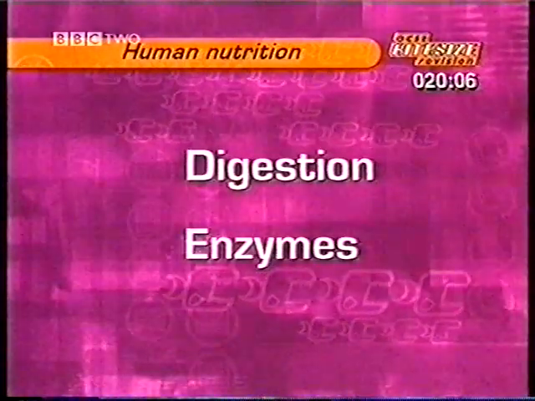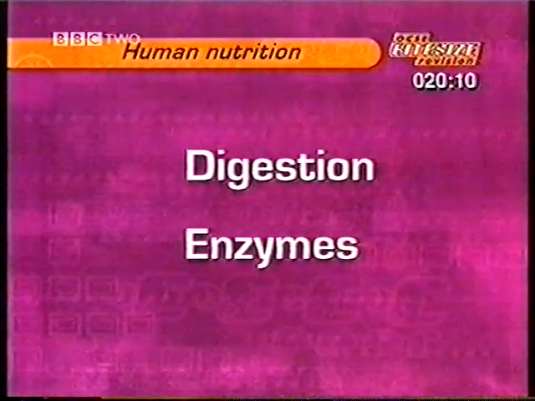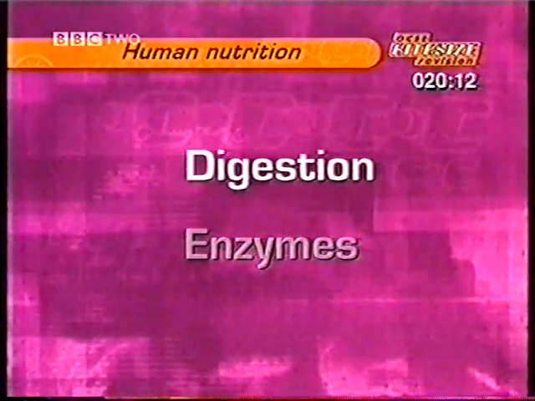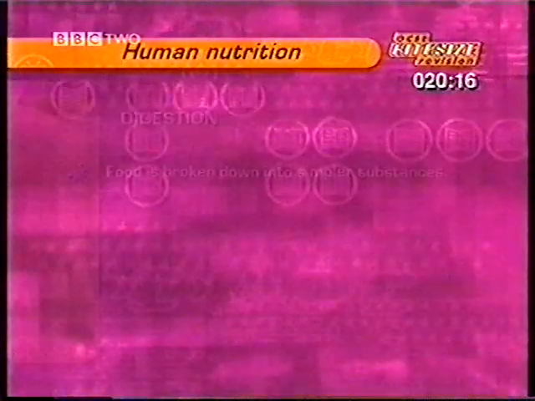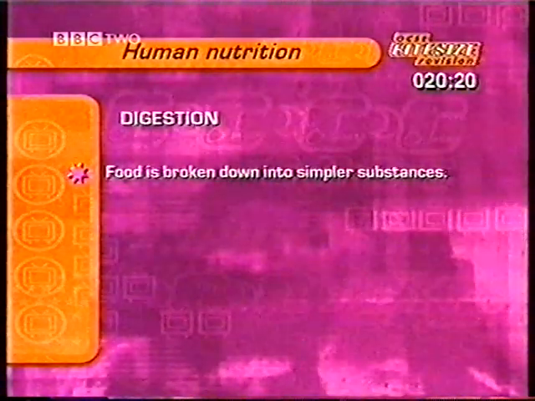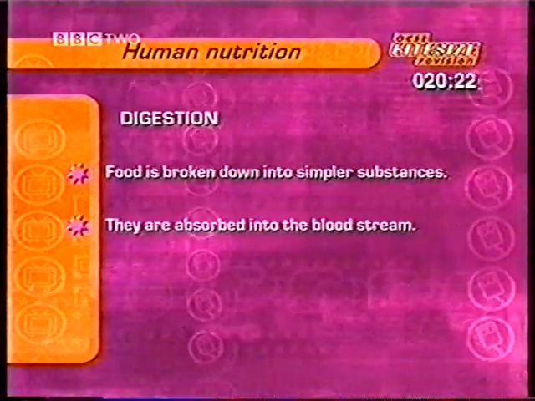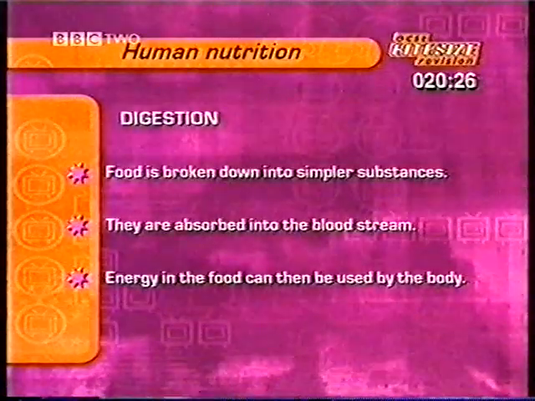This section on human nutrition is divided into digestion and the role of enzymes. First, digestion. Digestion is the process by which food is broken down into simpler substances, which can then be absorbed into the bloodstream. Energy in the food can then be used by the body.